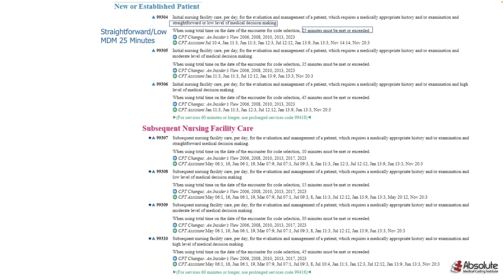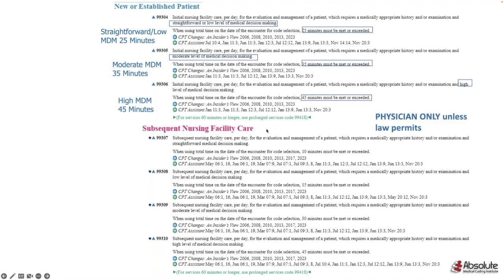99305, this is a moderate MDM with 35 minutes must be met or exceeded, and 99306 is high MDM with 45 minutes must be met or exceeded. And you see that parenthetical guideline here for services 60 minutes or longer, go ahead and use prolonged services code 99418.